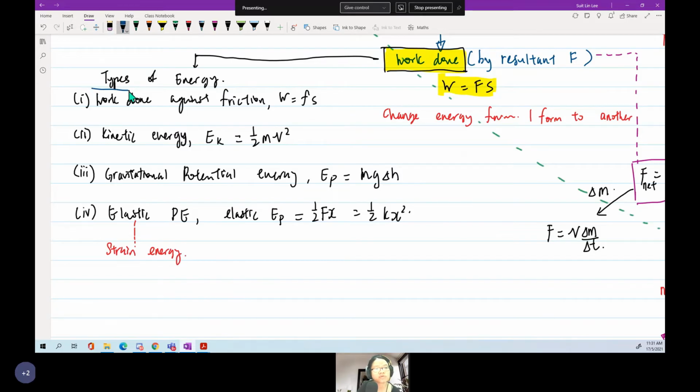Okay, so these are your types of energy. Strain energy. And if there's strain energy, there's force, there's Young modulus, you can stretch stuff. This chapter can also be linked to Young modulus. Okay, anyway.